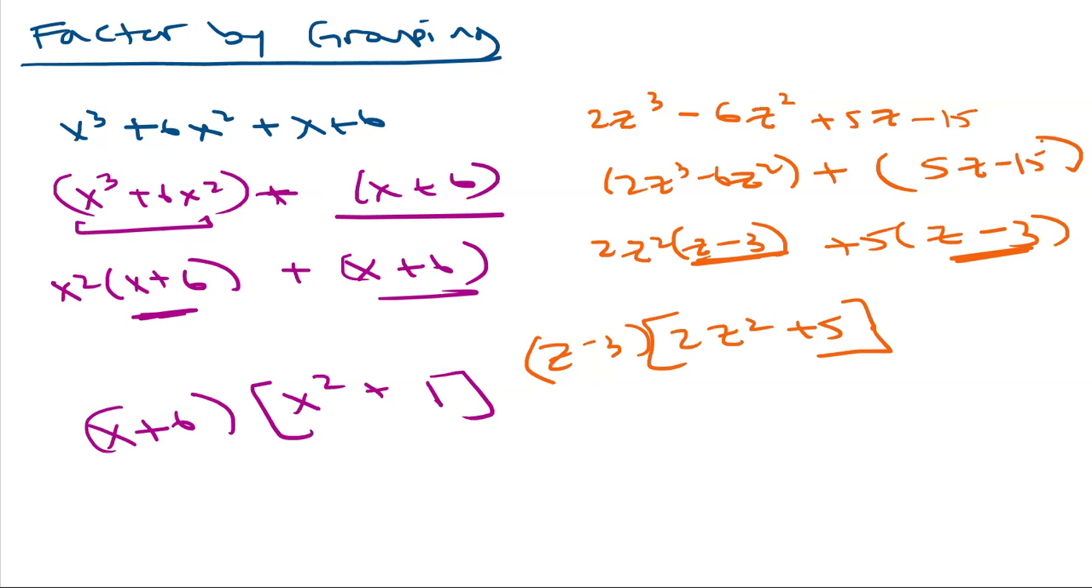Okay, let's try another one here. Okay, so let's say we have 18y to the 5th plus 27y to the 4th plus 12y to the 3rd plus 18y squared.